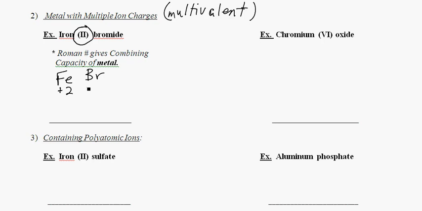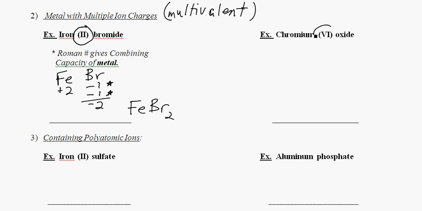Bromide is still -1. You can see it's going to take me 2 bromides to make a -2 to cancel out the +2. So my formula would be FeBr2. Right? This is one bromide, this is another bromide. 2 bromides for every 1 iron ion. Okay, let's do one more.